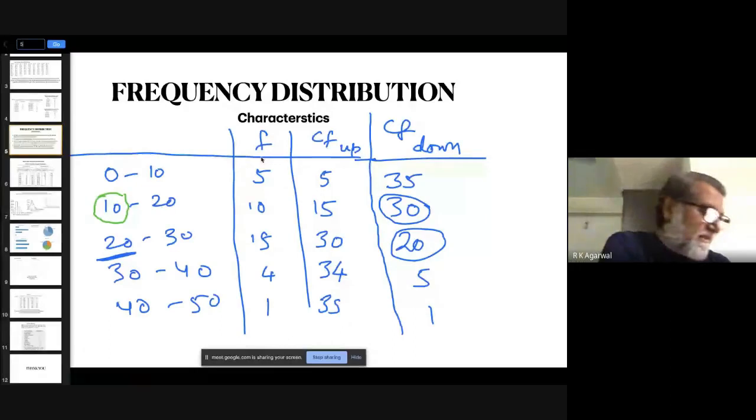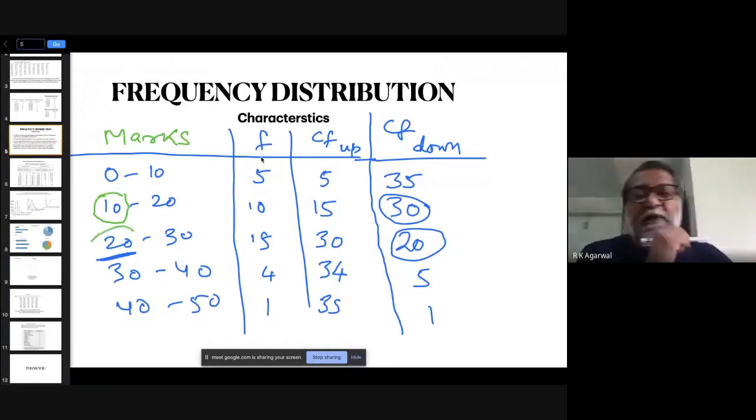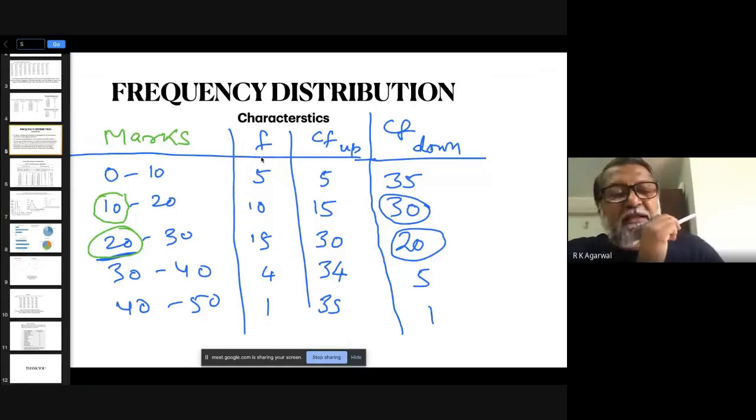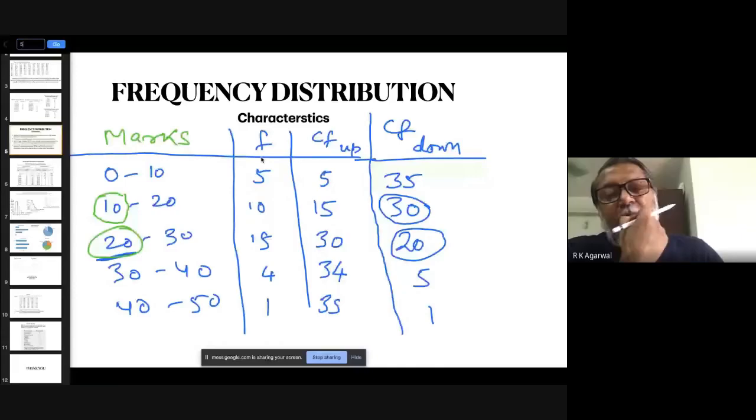Let us say these classes represent your marks in a class test. So how many students have marks equal to 20 or more than 20? Because 20 is the pass marks. So how many students have secured pass marks? 20 students have secured pass marks.